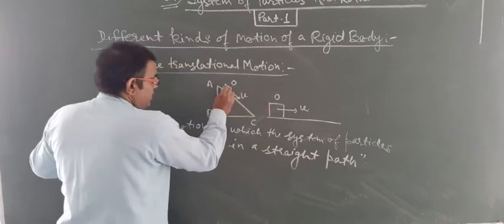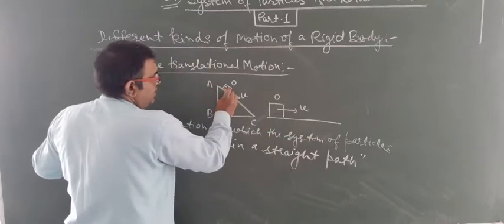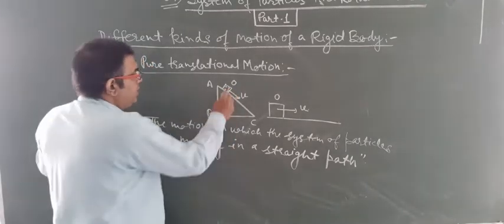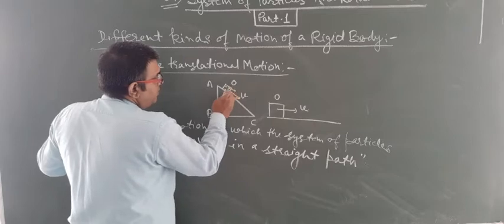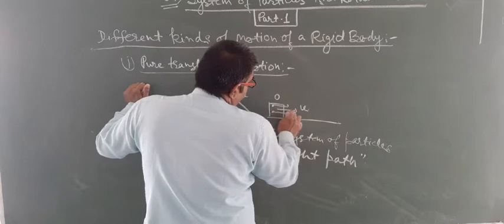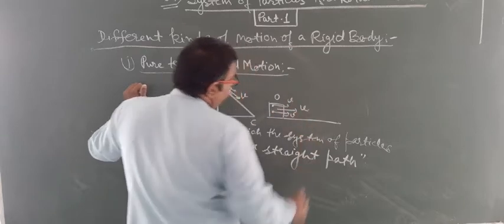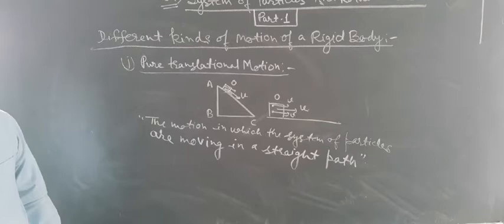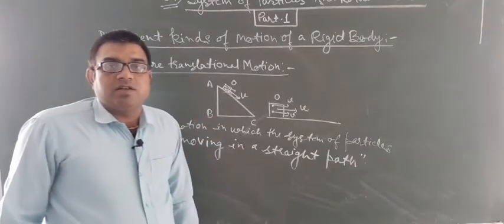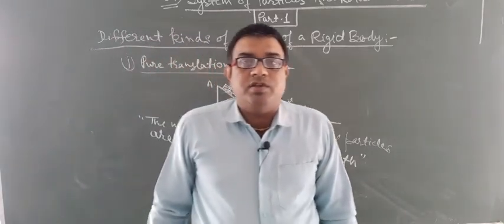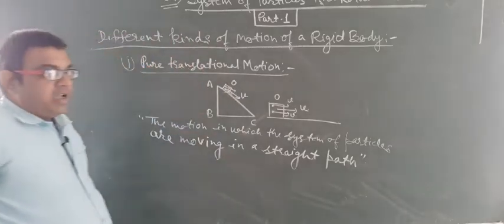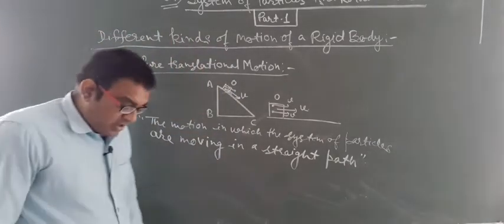Suppose these are the different constituent particles of this body, and all the particles are moving with velocity v along a straight path. Such type of motion is called pure translational motion, that is, motion of the body on a straight path. Okay, this is about pure translational motion.